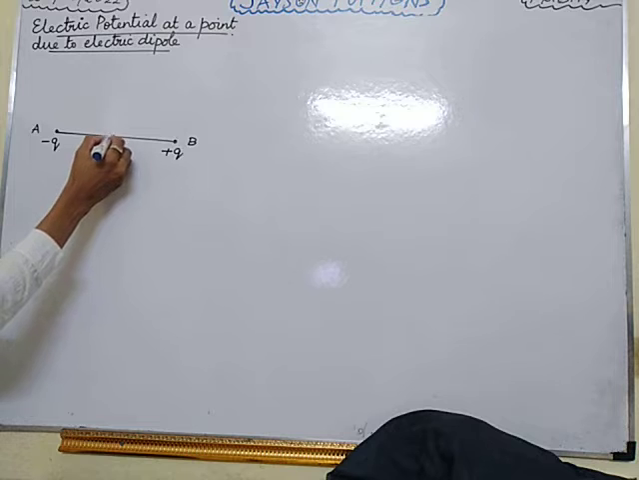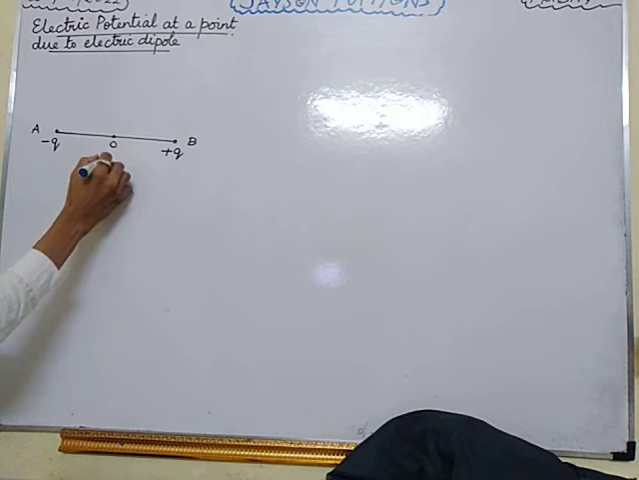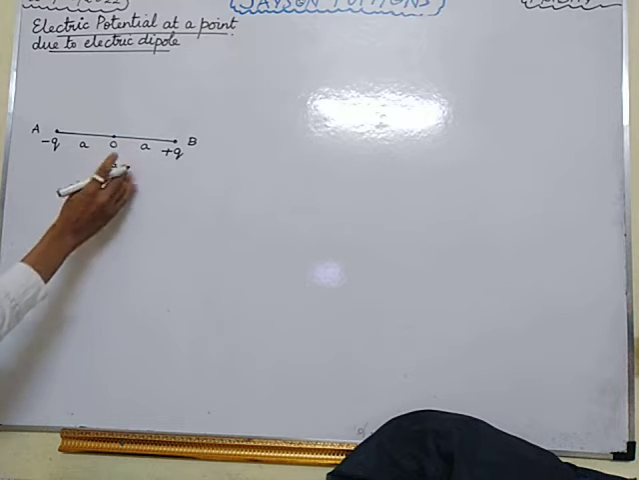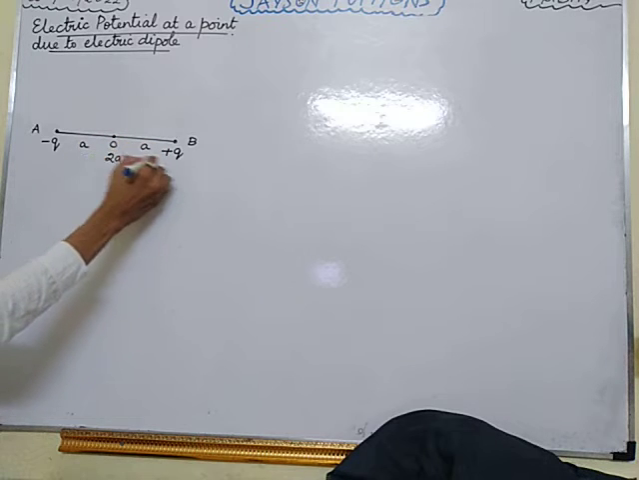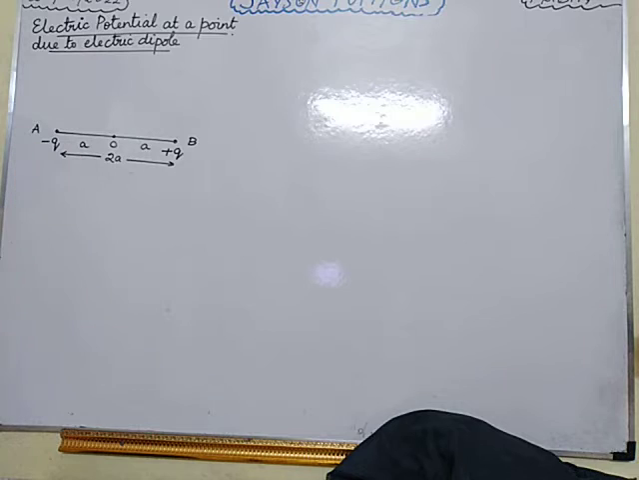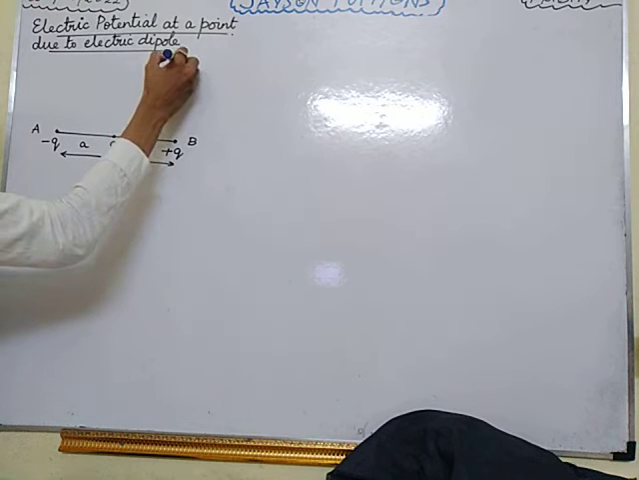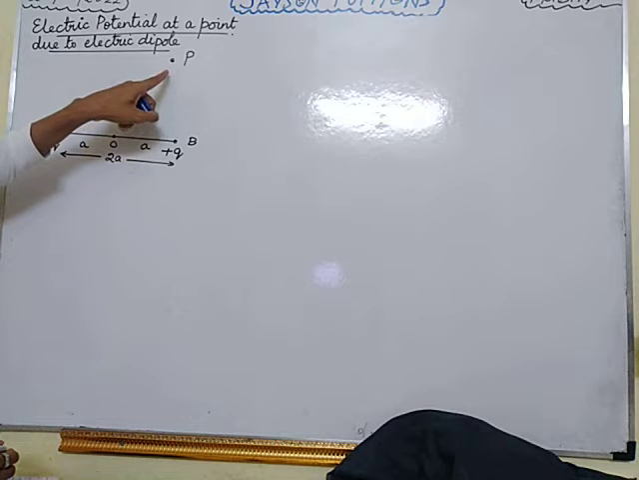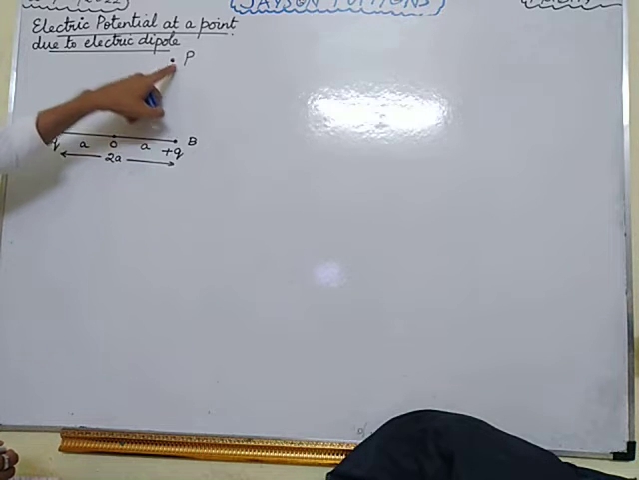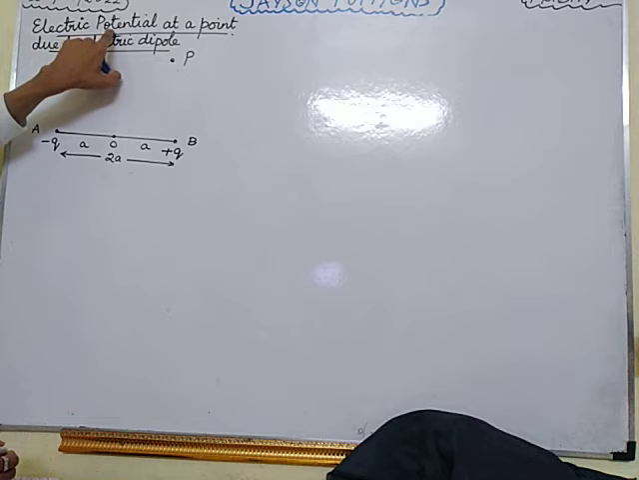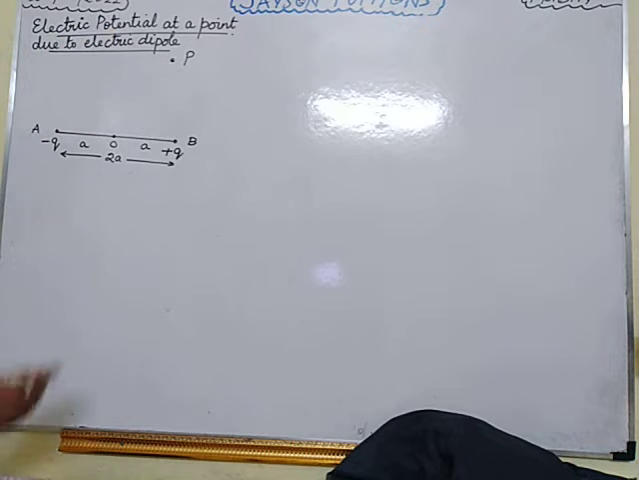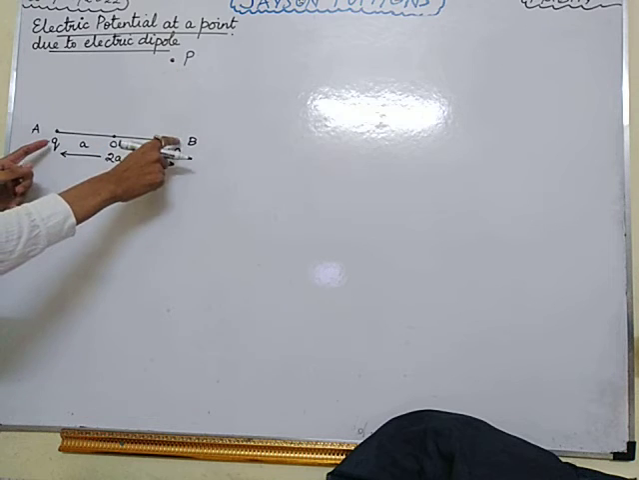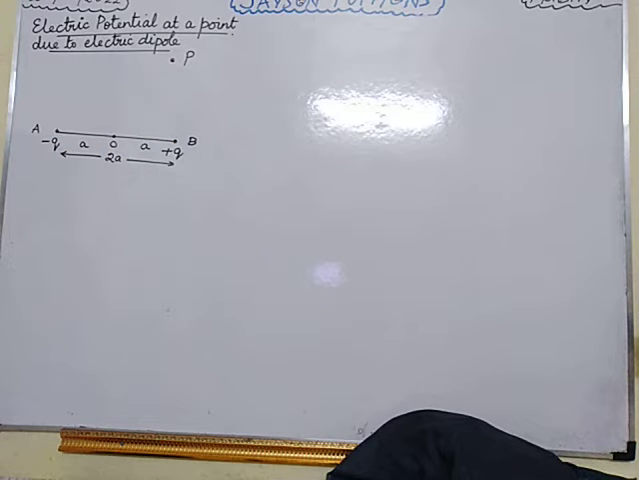I am going to keep a midpoint O. So OA will be A and OB will be A. The full distance will be 2A. Now I am going to consider a point P here. At this point P, what will be the electric potential due to this dipole? That is what we are going to calculate.